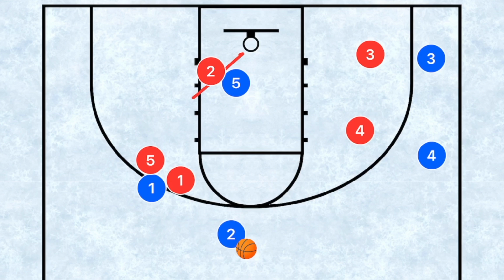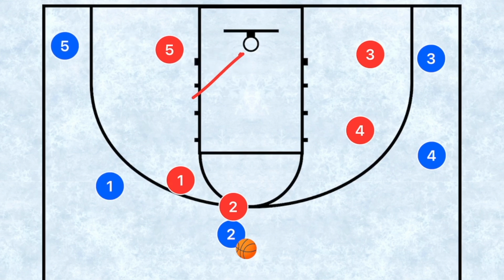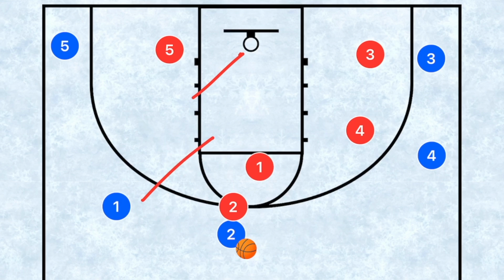If he rolled and there was no option, let's say they never switched, there's no option to drive either. Player 5 pops out. Player 1 pops out. He'd be popping out anyways after this screen and after this dribble handoff. If there was a miscommunication, you can swing the ball back for a 3.